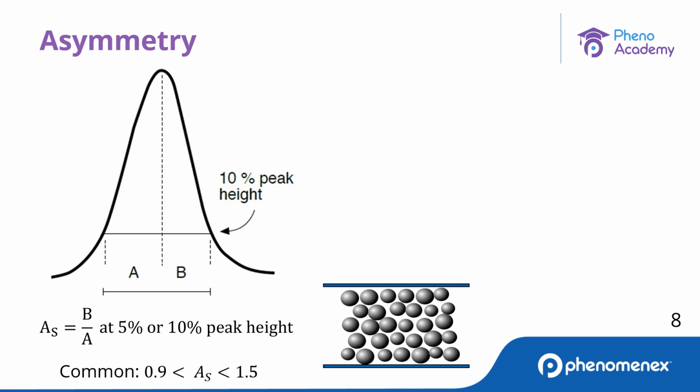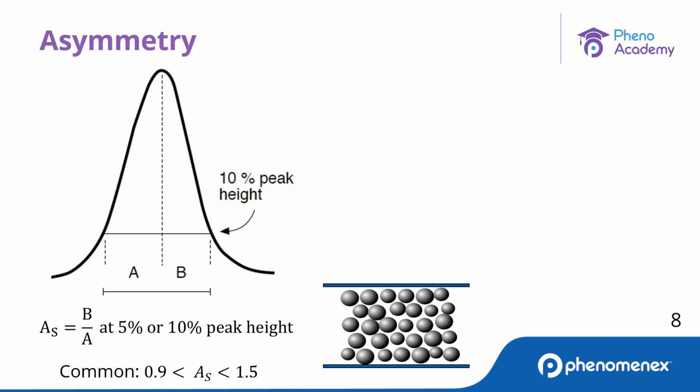So here is how asymmetry is calculated. You divide the width of the part after the apex of the peak, so part B, by the width of the part that comes before the apex, part A. This is commonly done at 10% of the peak height, but for example, in pharmacopoeia methods, 5% peak height is used. So then if you get a symmetry factor of 1, then you have a symmetrical peak.